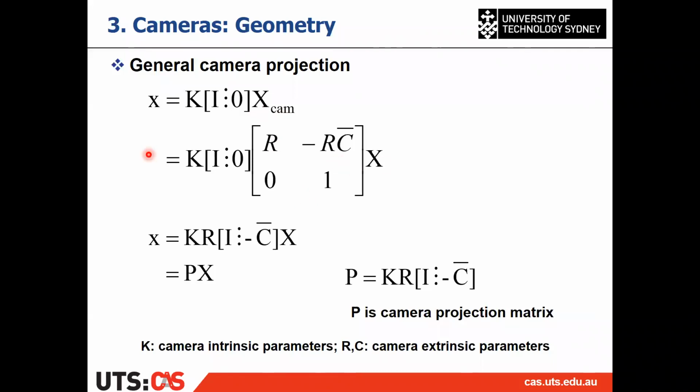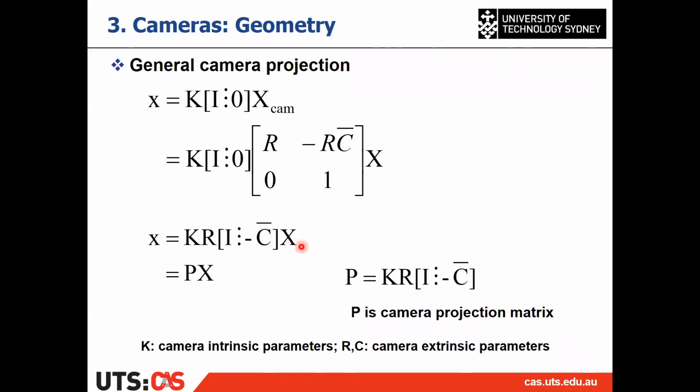So this is the matrix format of this general camera projection. And we can rewrite it as here as well. So here's K, here's the rotation matrix, and this one is a 3 by 4 matrix. And the first 3 by 3 is an identity matrix. An identity matrix is a 3 by 3 matrix. On the diagonal, they are all 1, and off diagonal, they are all 0. And the last column is a 3 by 1 vector, which is minus C, or minus T, minus translation. And this X, again, this capital X is a homogeneous representation, which is a 4 by 1.